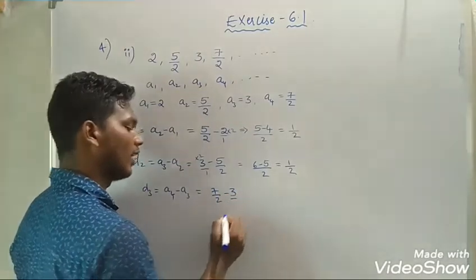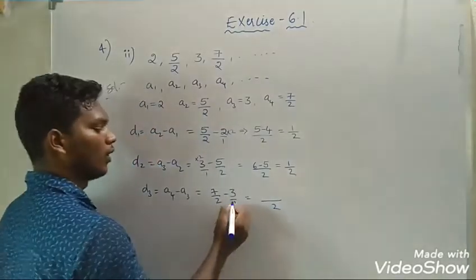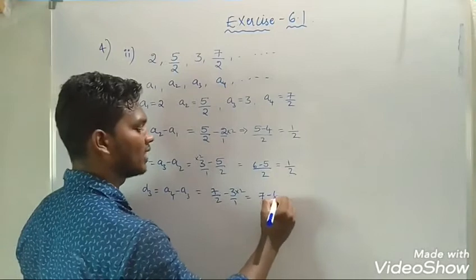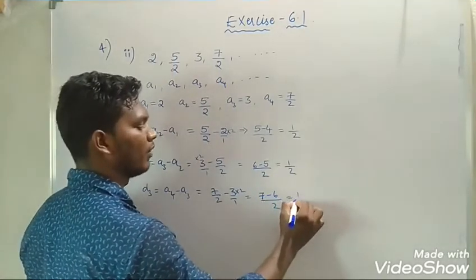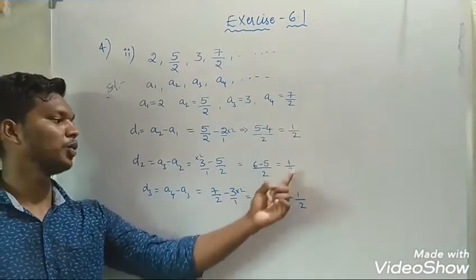So if nothing is there, LCM is 1. So for 1 comma 2, LCM is 2. So in one table we have 2 times. So 3 2s are 6. So 7 minus 6, right? So 7 minus 6 will be 1. So 1 by 2.